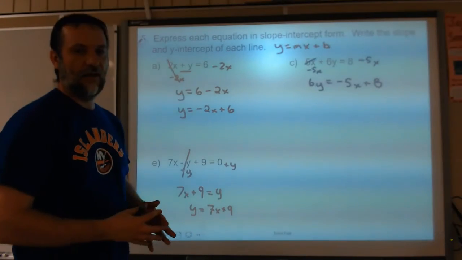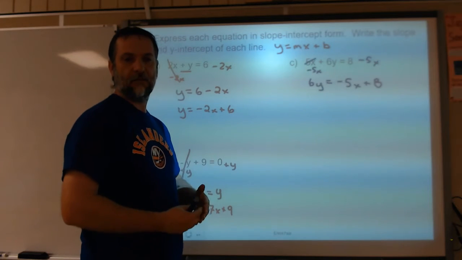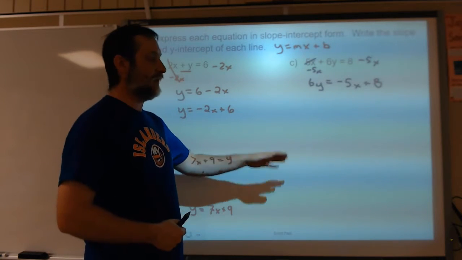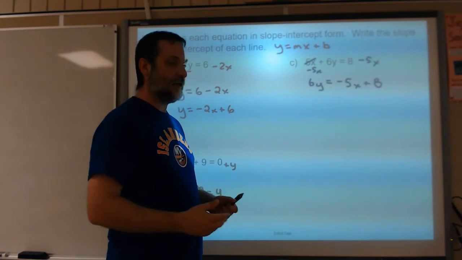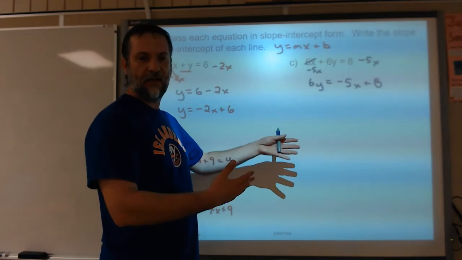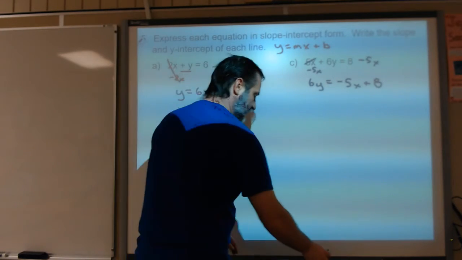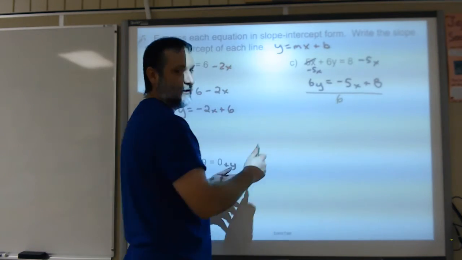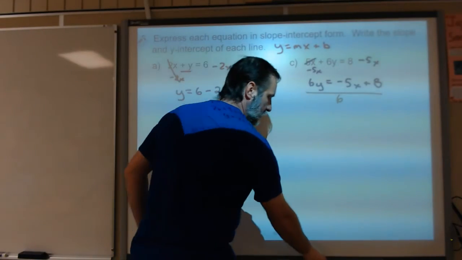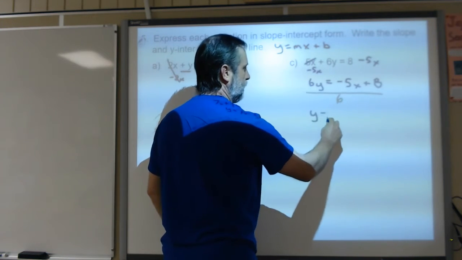There we go. Now I'm not quite in y equals mx plus b format yet because my y has a coefficient of 6. So how do I do this? I've got to divide the left side and the right side both by a value to make that equal to 1, and that's going to of course be 6. So if I divide the entire equation, both left and right side, by 6, that will give me my final answer. So 6y divided by 6 is just y.